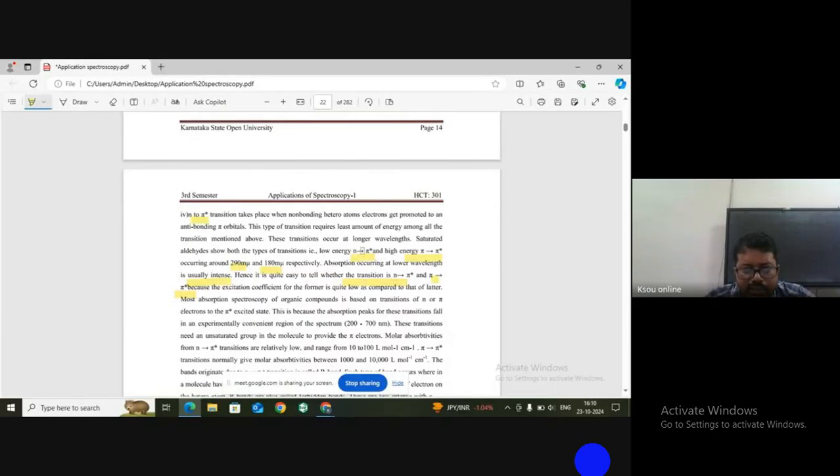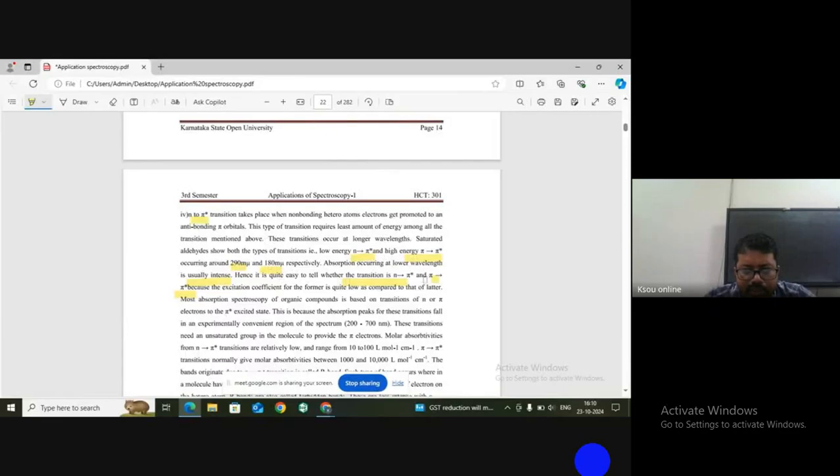You need to distinguish this type of transition by analyzing it. In aldehydes, the pi to pi star transition occurs around 290, but the n to pi star transition occurs at 180. So that's why 290 is pi to pi star, and n to pi star is 180.